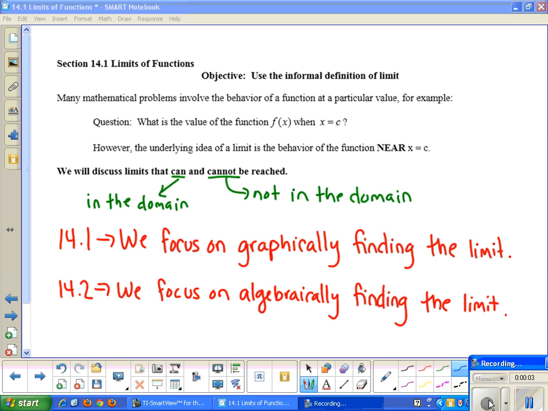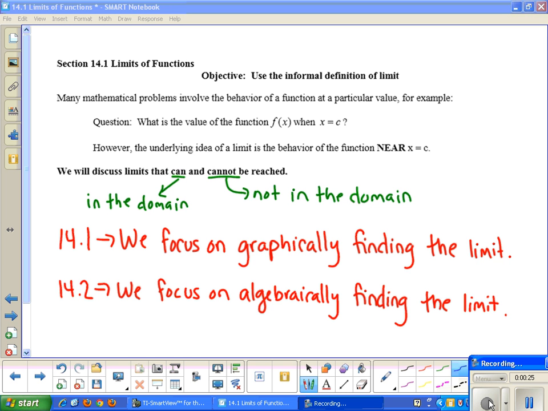Section 14.1, limits of functions. Our objective is to use the informal definition of a limit. In this section, we are going to focus on graphically finding the limit and using our graphing calculator to help us do that. And in section 14.2, we're going to focus on algebraically finding the limit. So I'm going to do a little bit of both in this video.